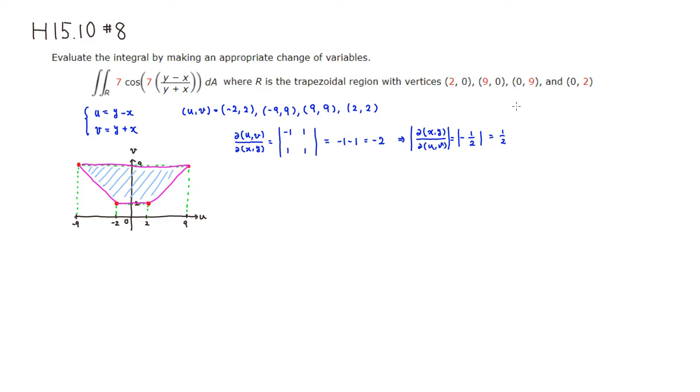All right, now we can set up the integral. So the integral is going to be equal to, so I'm going to go down here. We set up a double integral. So you have a 7 cosine of 7 times, and we decided to call y minus x u, so it's going to be u over v. Then the absolute value of the Jacobian is 1/2.